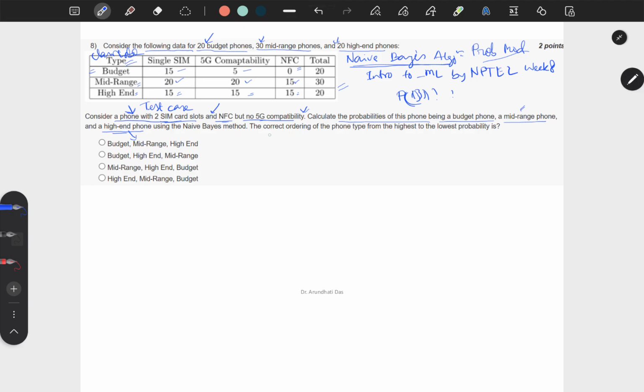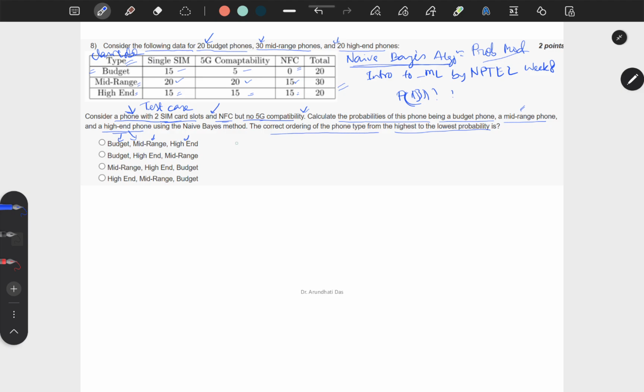The question asks for the correct ordering of the phone types from highest to lowest probability. So for each and every class we will get some probability values, and we need to find out the order of which class has the highest.